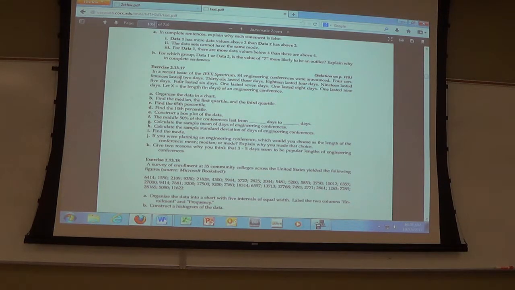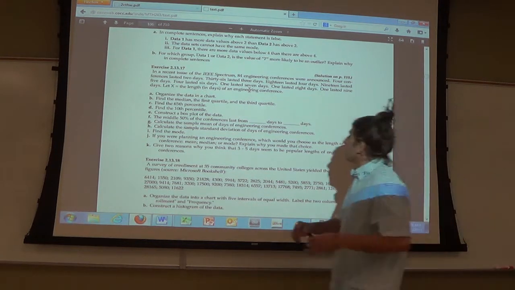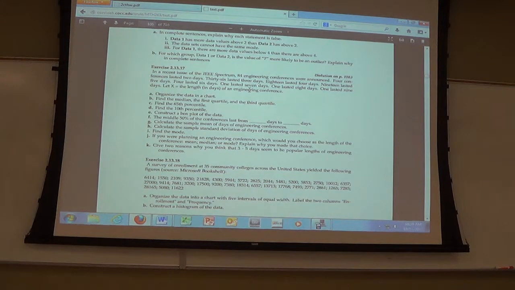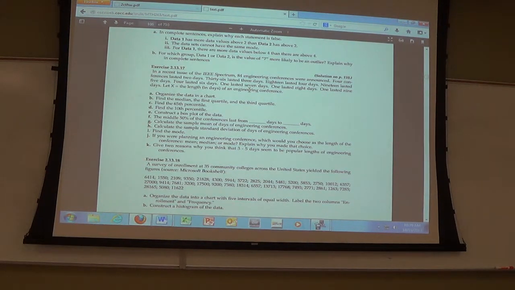Okay, in a recent issue of that, 84 engineering conferences were announced. Okay, 84 conferences. 4 lasted 2 days. 36-3, 18-4, 19-5, 4-6, 1. I gotta write this down. It's too hard to look at. So they're saying let X be the length in days of engineering conference. Okay, so X length in days.